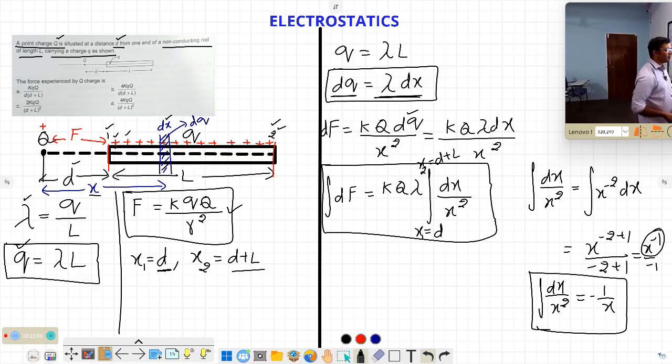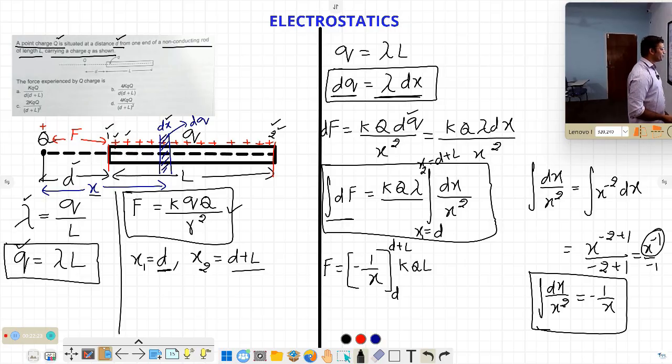So here I can put that. This is integral dF, and F is equal to minus 1 by x, in this total integration. Lower limit is how much? d. Upper limit is how much? d plus L. Along with this we have the constants. What are the constants? K, Q, lambda. Now if you solve this, we'll get the required answer for this question.